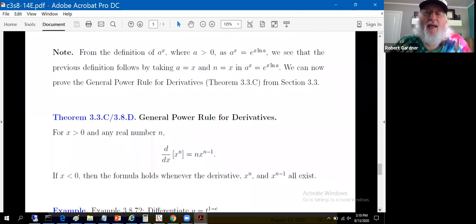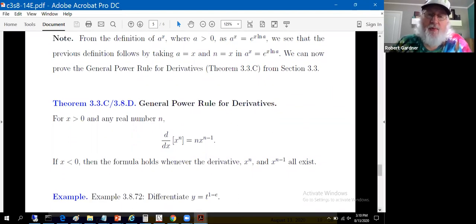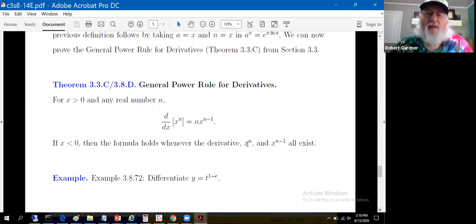Now we had stated, and that was a big step, what it means to raise a positive real number to any power. We had stated the general power rule for derivatives before. If you consider x to the n, where n is any real number, the derivative of x to the n is n x to the n minus 1. We have proved this for n an integer and n a rational number. We haven't proved this for n an irrational number, but we're about to, and we're going to use that exponential thing that we just stated and the chain rule.